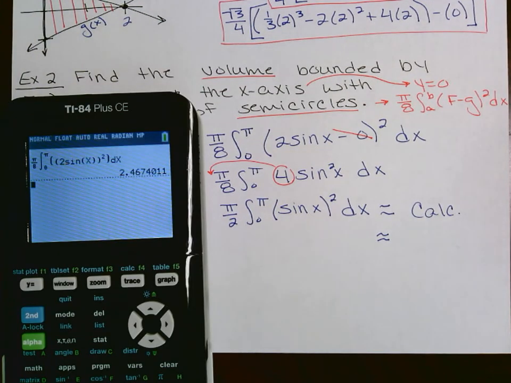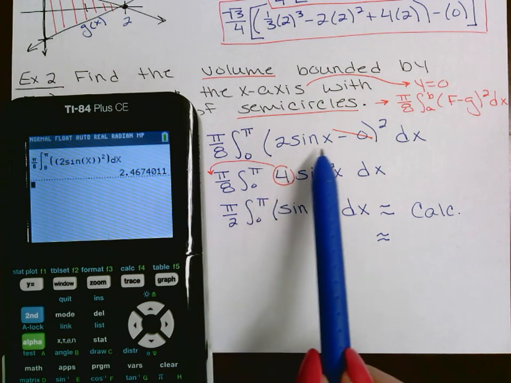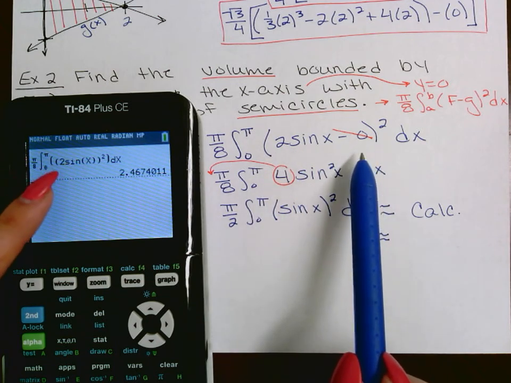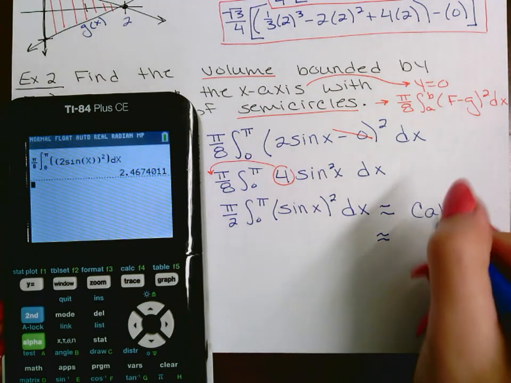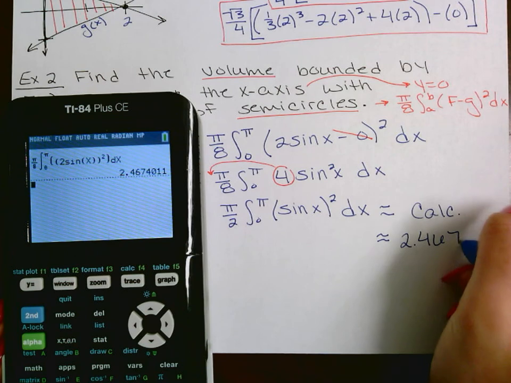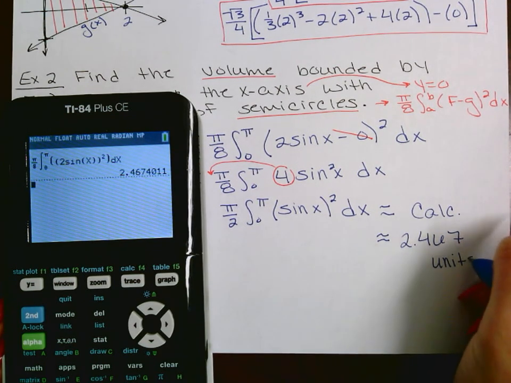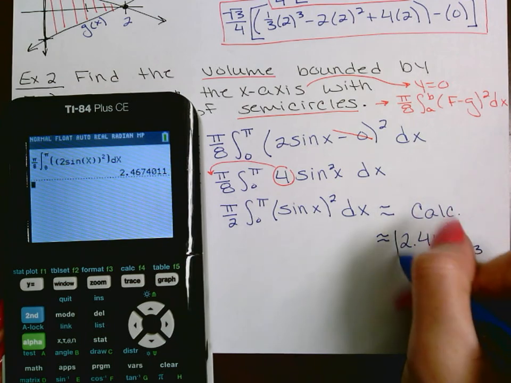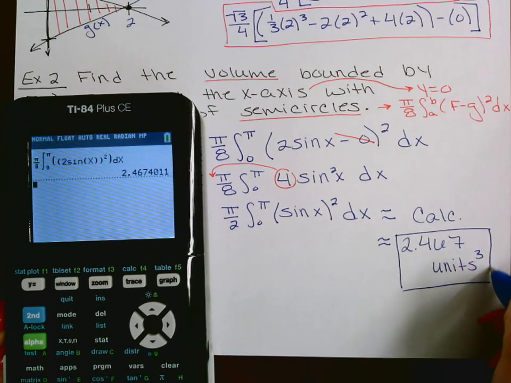So, for these questions, we're going to go to our calculator. If it is a calculator question on the AP, feel free to plug it in straight from your first step. And you can see that here, parentheses by parentheses on mine. And you get an approximation of 2.467. And it's volume, so whatever units they give you, it'd be units cubed. Okay?